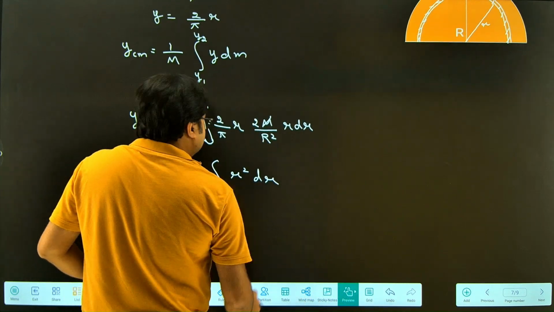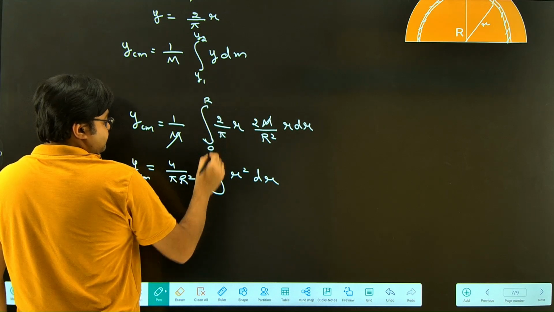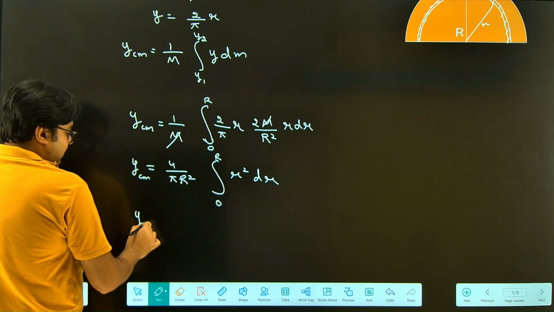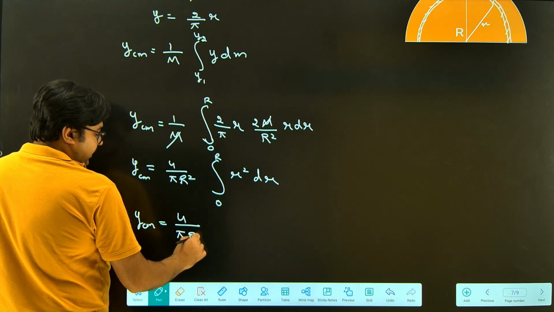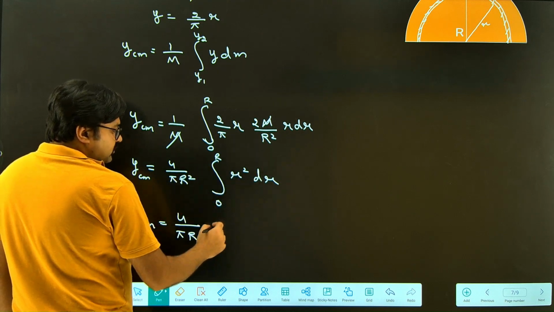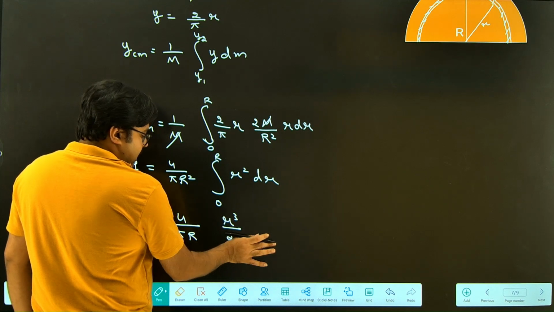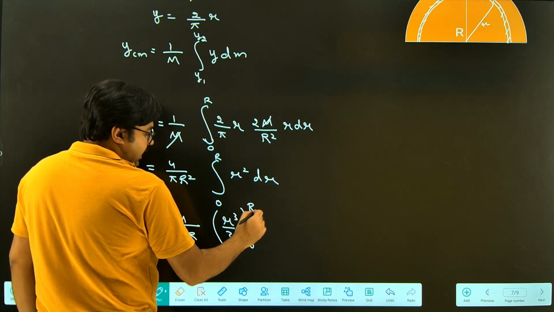So let's write that limit. The limit would be 0 to capital R. Even here, 0 to capital R. Let's integrate this. Quite a simple integration to deal with. We have 4 divided by pi r square into the integral of r square, which is r cube divided by 3, evaluated between the limits 0 and r.